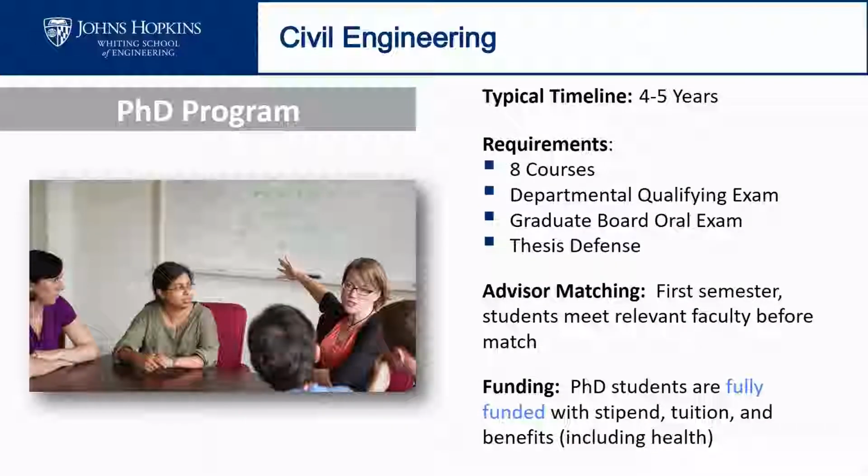On to our PhD program. I'll give you the nuts and bolts first so you understand what it's typically made of. The typical timeline for completion is around 4 to 5 years. The requirements in terms of coursework is 8 courses. The other requirements are very similar to other PhD programs.